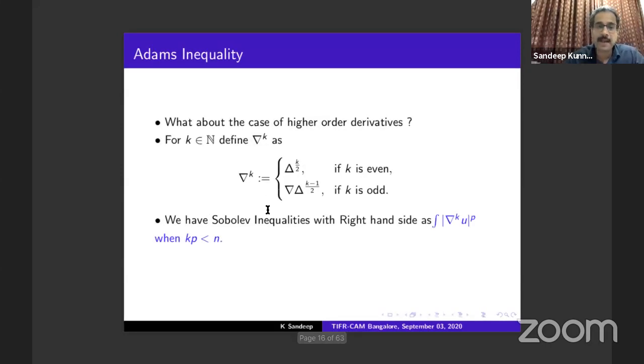And then what happens is that, like we had a Sobolev inequality when p is less than n, when you have a higher order gradient, we have the Sobolev inequality with the right hand side as the integral of the kth order gradient to the power p, when kp is less than n. You can see that when k is 1, this becomes exactly p less than n. So when k is greater than 1, the condition p less than n becomes kp less than n. Like in the case of Moser-Trudinger, where p is equal to n, in the higher order case the case we have to deal with is kp equal to n. So that's the question I am asking: what about the case when kp is equal to n?